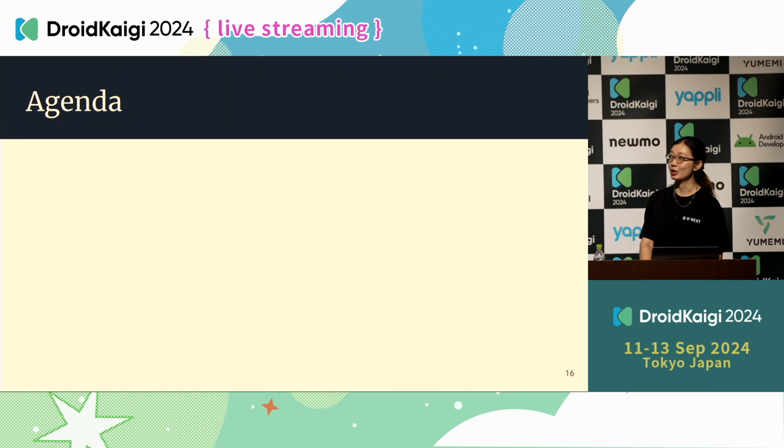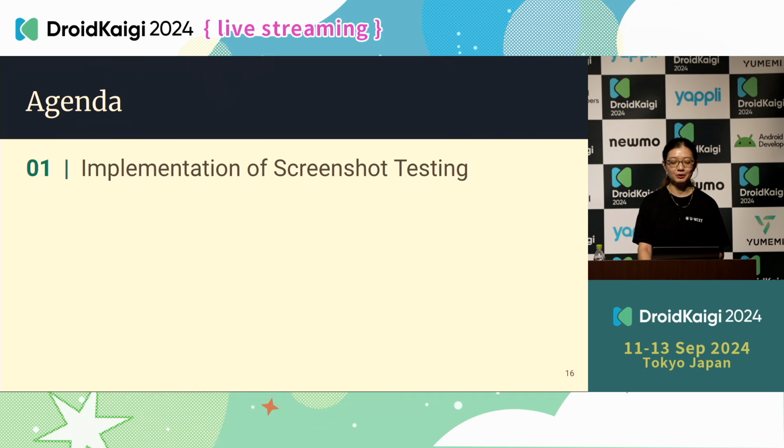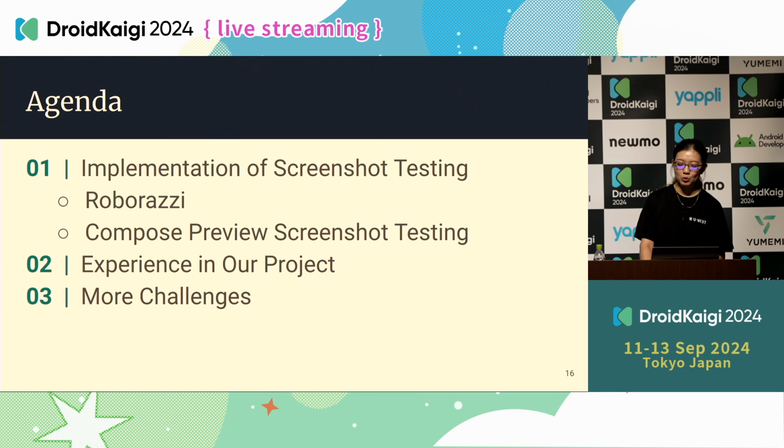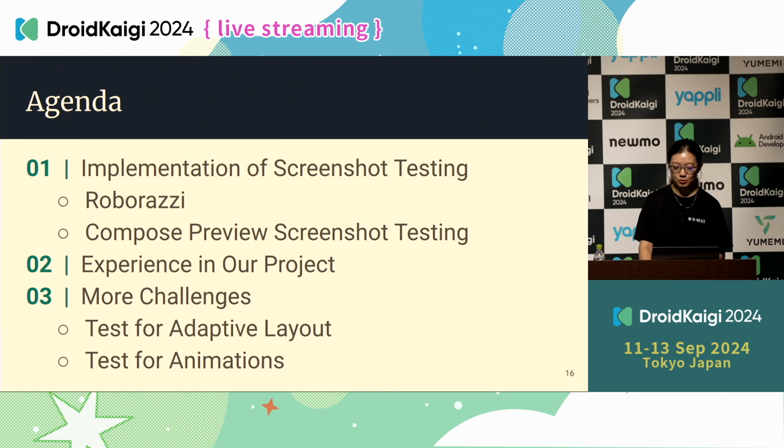Now that we have covered the usage and key benefits of screenshots, let's look at what we're discussing today. First, we're diving into the implementation of screenshot testing. Let's walk through two tools, Roborazzi and Compose Preview Screenshot Testing. And next, I'll share some experience from my own project, highlighting the whole architecture we are using and the current status. Finally, we'll discuss some additional challenges that arise when testing adaptive layouts and animations, and how screenshot testing can help address these complexities.